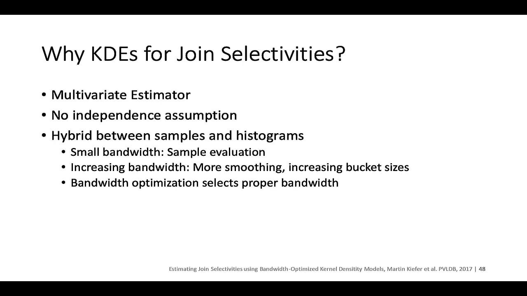And second, these kernel density estimators are kind of a hybrid between sampling and histograms. So we have this bandwidth parameter. If we pick it very small, we get very close to basically evaluating the sample. If we increase it, the smoothing gets stronger, and we're getting more into this histogram region. By optimizing this bandwidth parameter based on the estimation error, we can learn whether we want to be closer to the sample or closer to the smoothing ways of histograms.